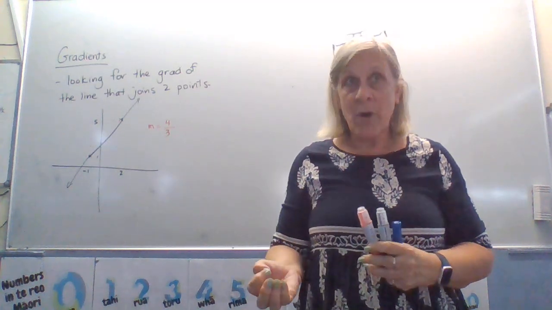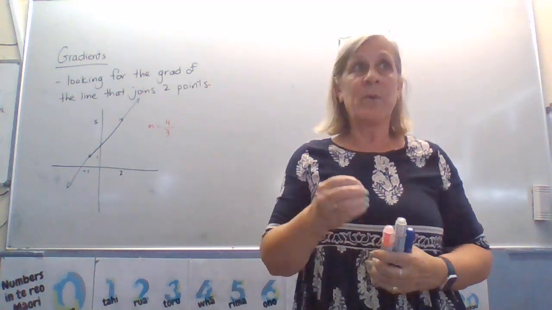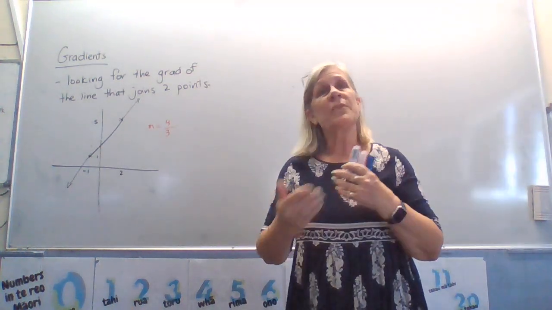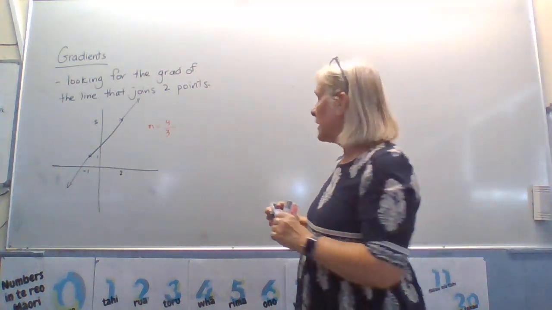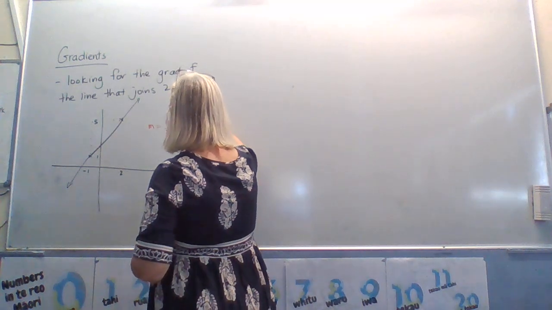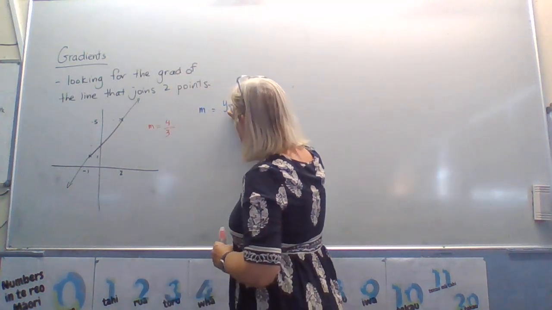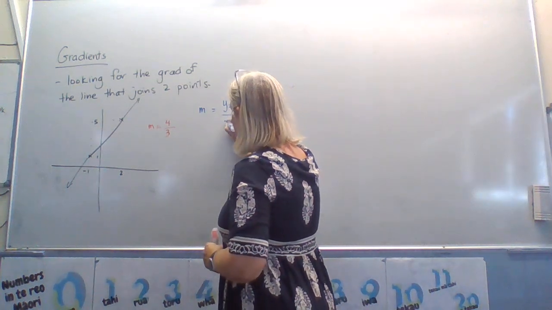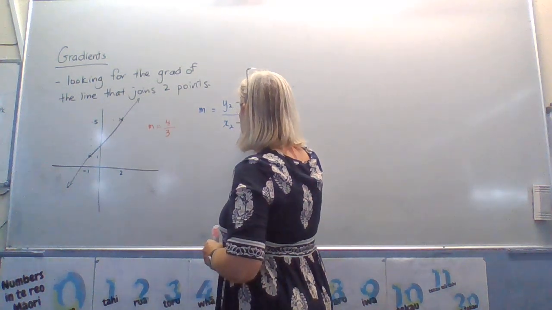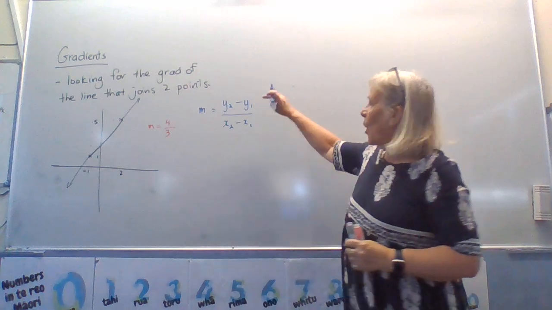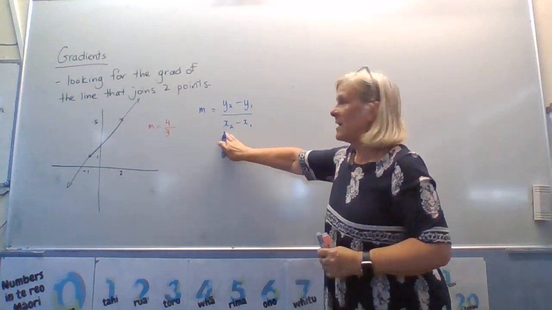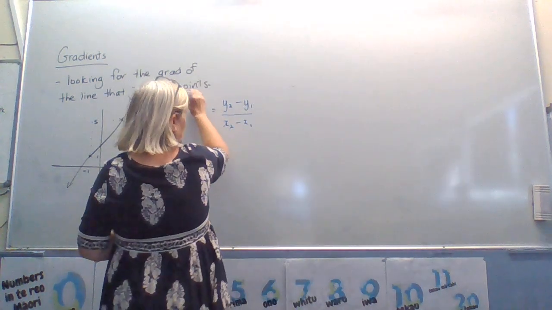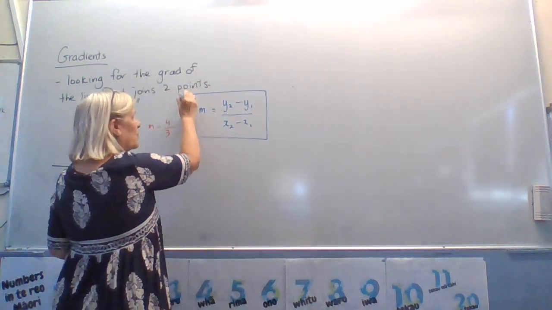If we don't have a graph, or if we have numbers too big to put on a graph, then we want a formula. That formula is M equals y2 minus y1 over x2 minus x1. The y is the up and down, the x is the across, so make sure you get them in the right order. That's our formula for today that we're using.